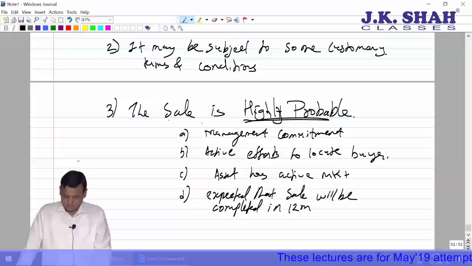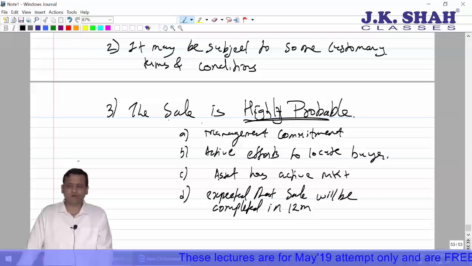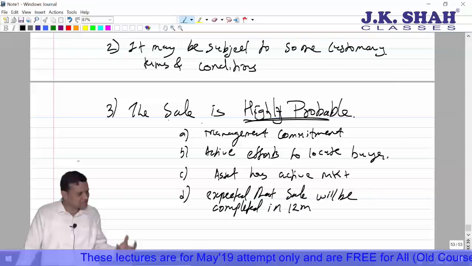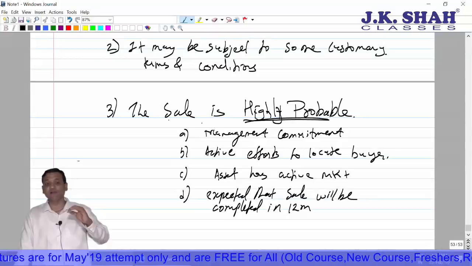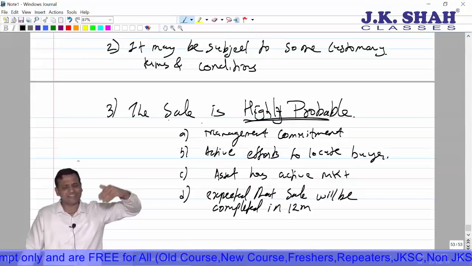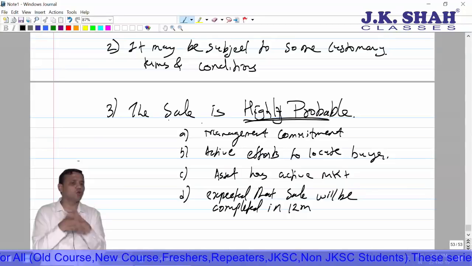The sale is highly probable means how can you say the sale is highly probable? The management intentions are there. We are making some efforts to identify a buyer and it is expected that we will be able to sell it in 12 months. That doesn't mean 12 months is a yardstick. If it didn't happen in 12 months, it does not go back to PPE. No, it's not that way. Extension is allowed, like when due to some factors which are not in the control of the management, the sale got delayed.